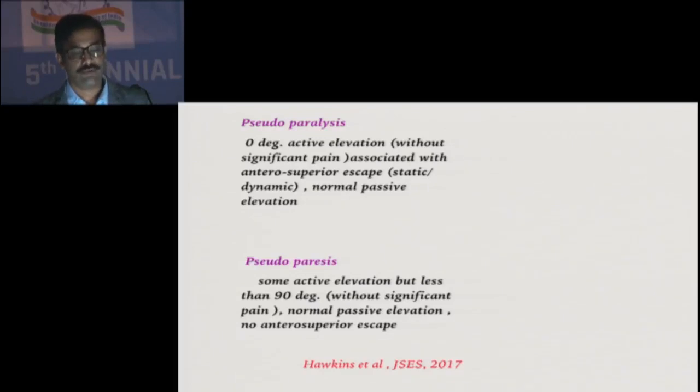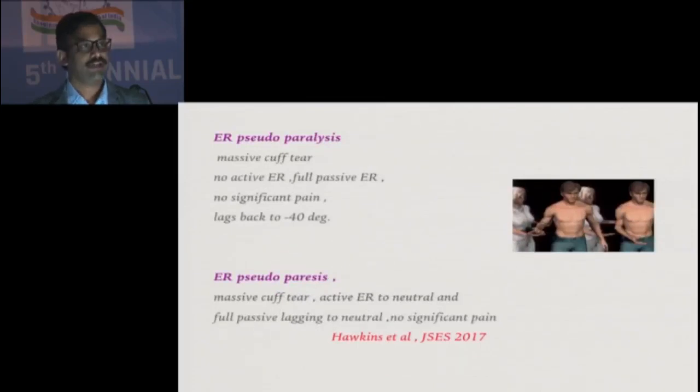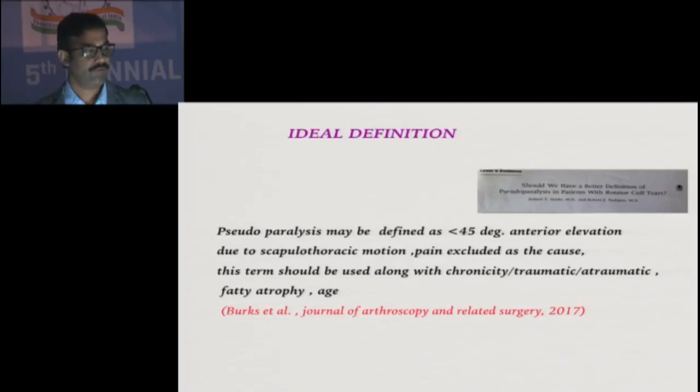So Hawkins et al. told that pseudoparalysis can be defined as 0 degree elevation, that is no elevation at all, without significant pain, associated with anterosuperior escape of the humeral head and normal passive elevation. And again, it is something like hemiplegia and hemiparesis: pseudoparalysis and pseudoparesis. So some elevation up to 90 degrees, but not beyond 90 degrees. Again, pain excluded, normal passive elevation and no anterosuperior escape. Again, they described something similar for external rotation also, not just for elevation.